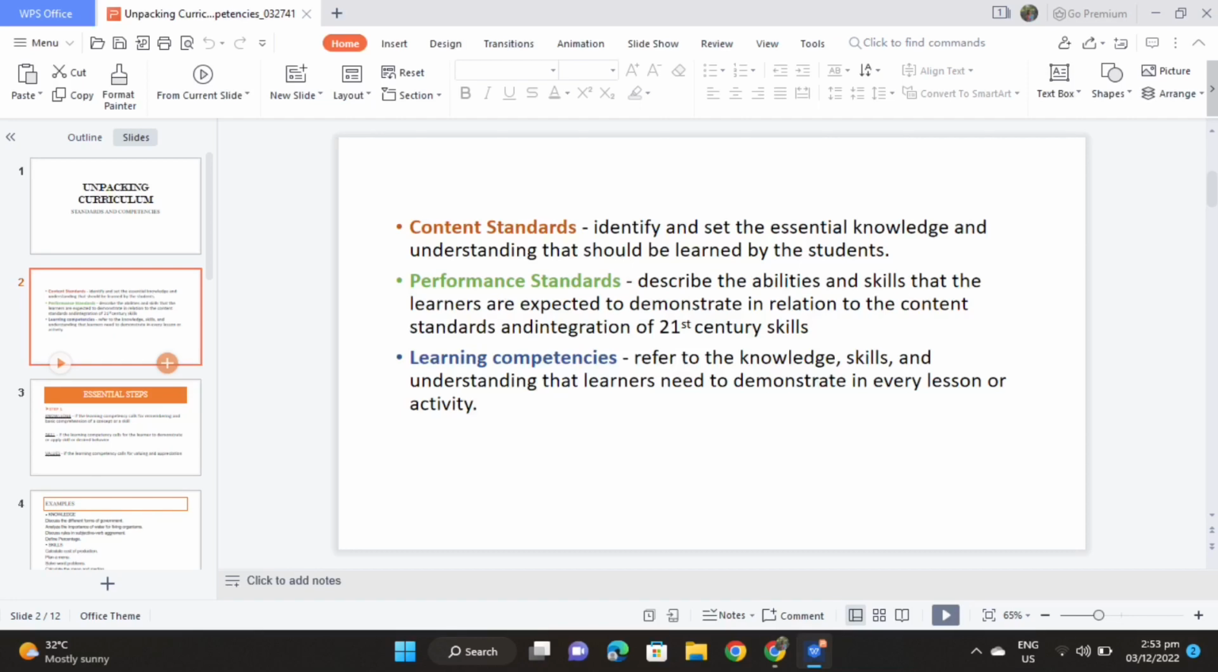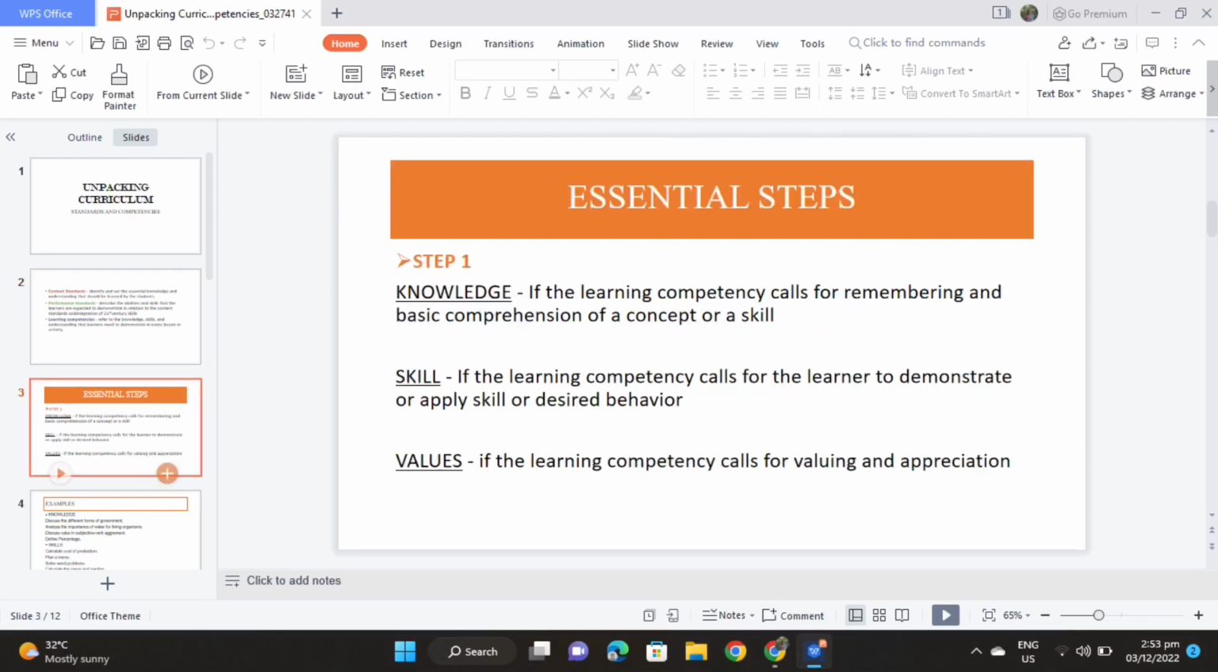Learning competencies refer to the knowledge, skills, and understanding that learners need to demonstrate in every lesson or activity. Isolate and then define skills needed for problem solving, reasoning, and making connections to other information. Thus, learning competencies help students to grow and build upon what they know, how they think, and what to do. Now, allow me to discuss the steps in unpacking curriculum standards and competencies.